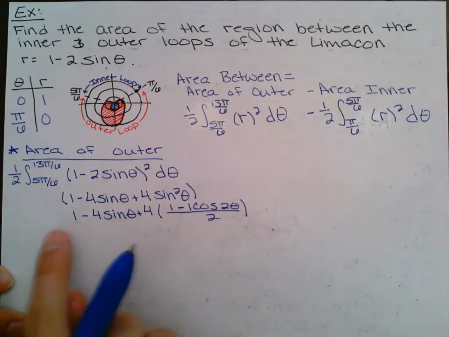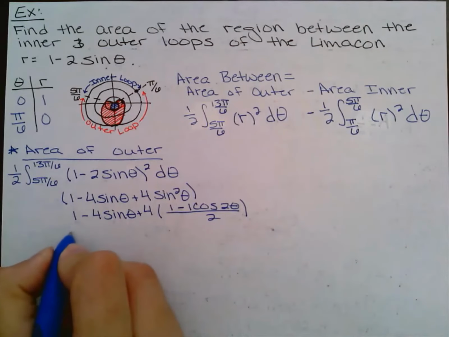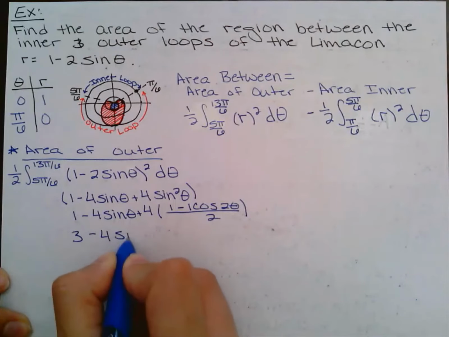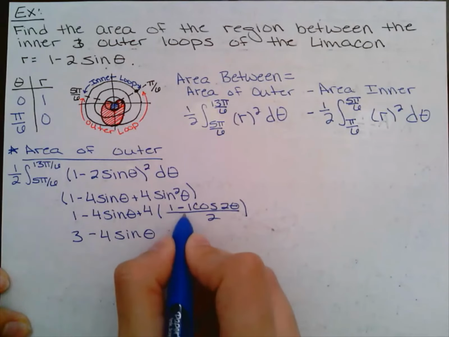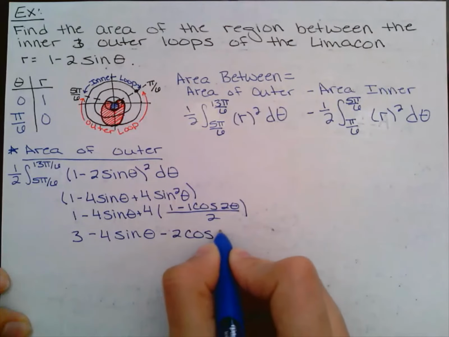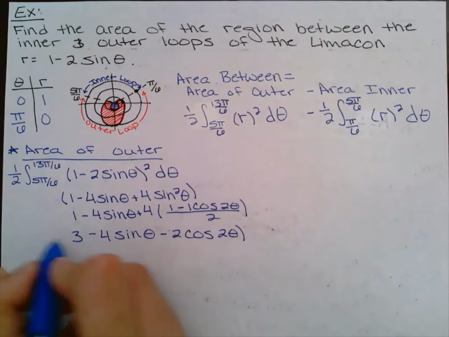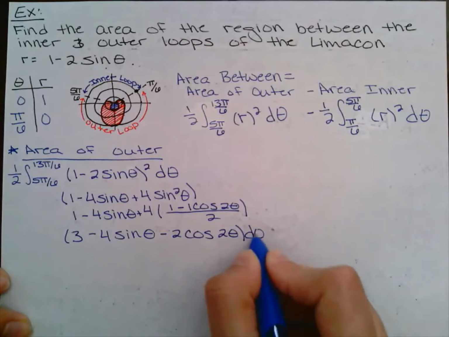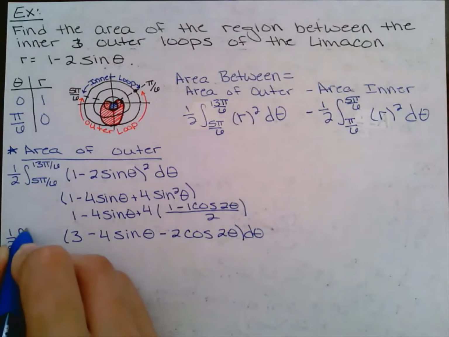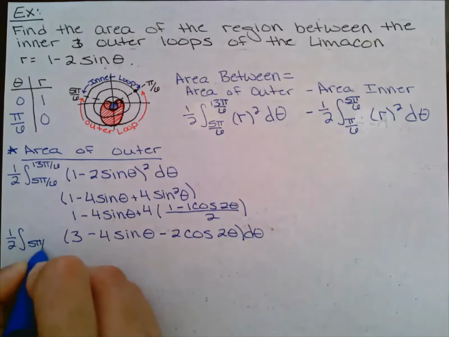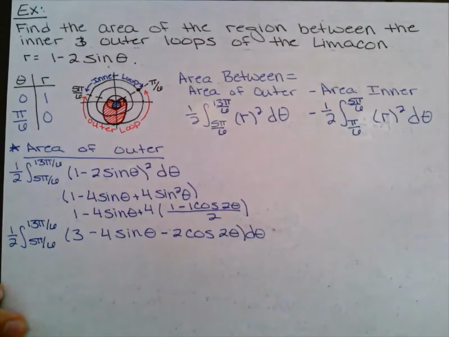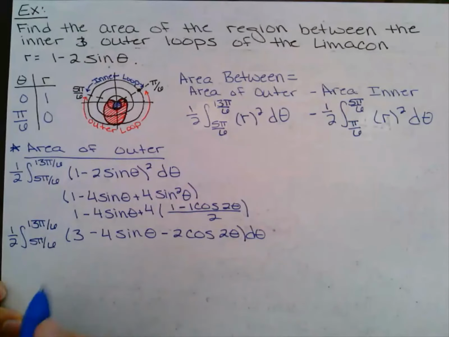Half times 4 is 2. Combined with that 1 gives me a 3. And then I have this minus 4 sine of theta. And then 4 times that negative half, so I get minus 2 cosine of 2 theta. Okay, and that is what I'm doing the integral of. I'm going to bring all of this down, half times my integral from 5 pi over 6 to 13 pi over 6.